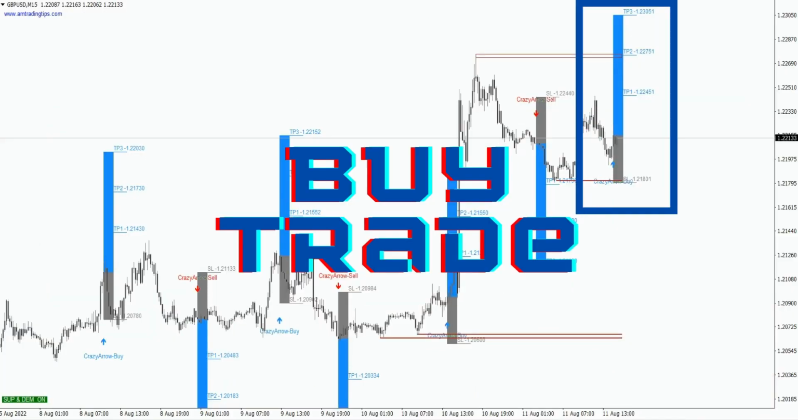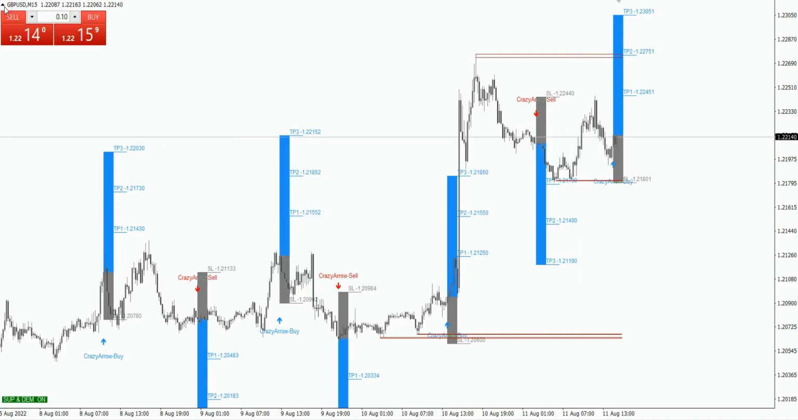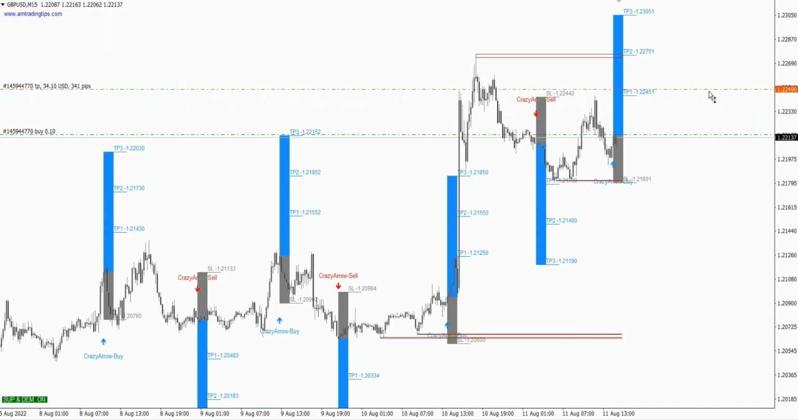Here is a perfect buy trade setup as per our recommendations. So let's take a buy trade here and put the stop loss as per the given indicator system and place the first take profit level because this is a resistance level.